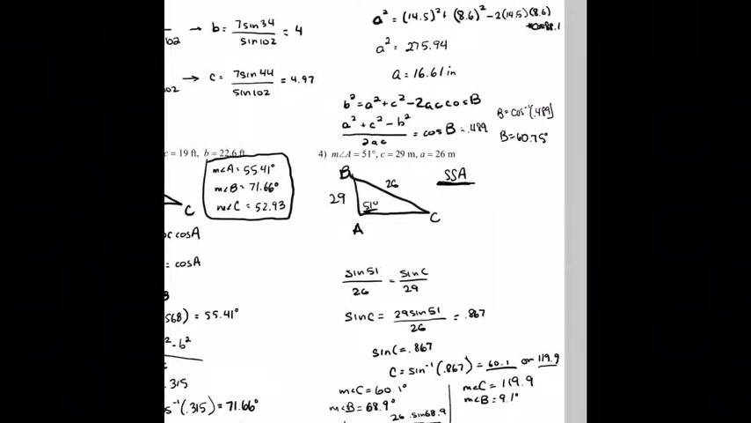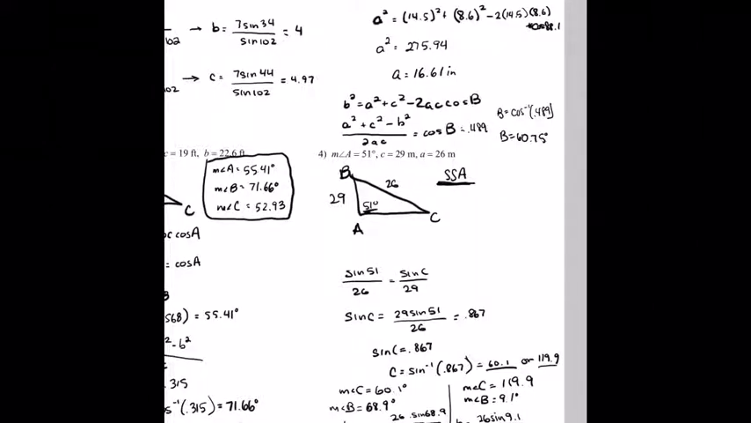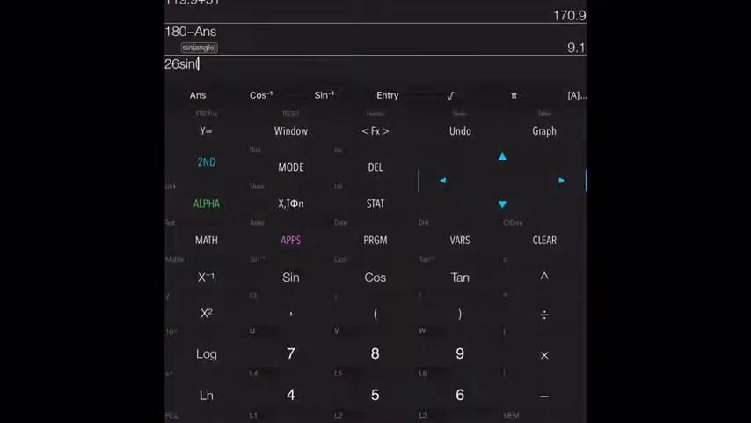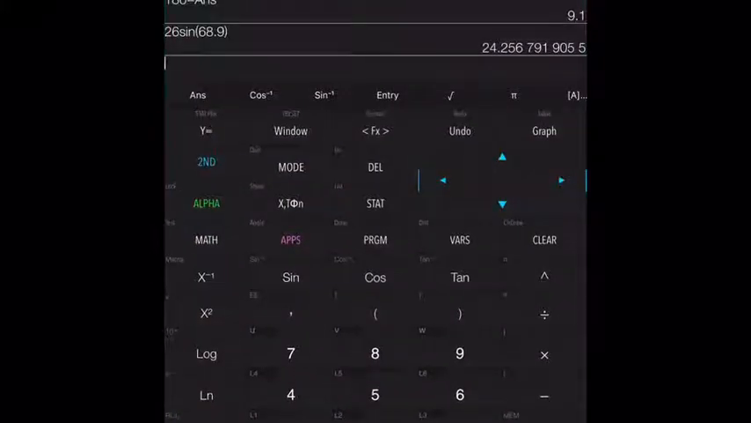We can do a similar computation for the other angle measure for B. So B equals 26 times the sine, now instead of 68.9, this could be 9.1, over sine of 51. So just need to plug those both into a calculator. 26 times the sine of 68.9, and then that's divided by sine of 51. I get 31.21.